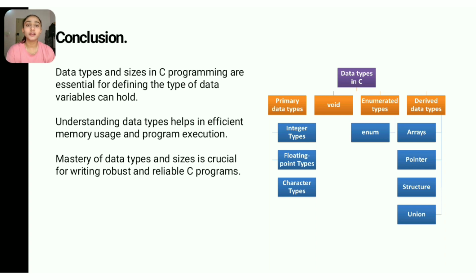Conclusion. Data types and sizes in C programming are essential for defining the type of data variables can hold. Understanding data types helps in efficient memory usage and program execution. Mastery of data type sizes is crucial for writing robust and reliable C programs.